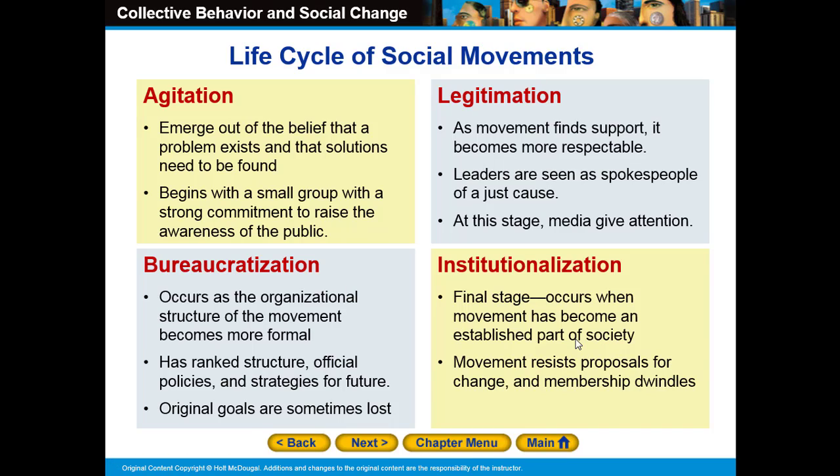Maybe the leaders will be changed, or maybe there will be a lot of committees that need to be changed, but the members will simply start to see this need of change as an extra thing, and the membership simply starts to decrease a little bit. And I'm talking here about the membership, but I mean the supporters of the social movements. You have 4 stages of the life cycle. It's agitation, legitimation, bureaucratization, and institutionalization.